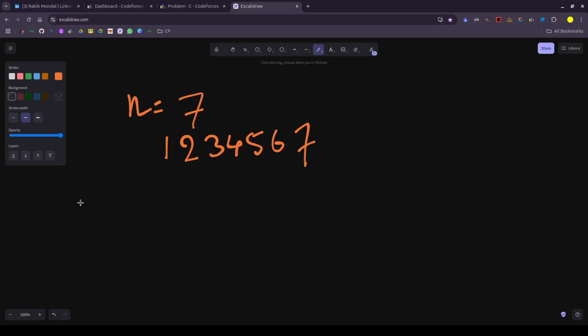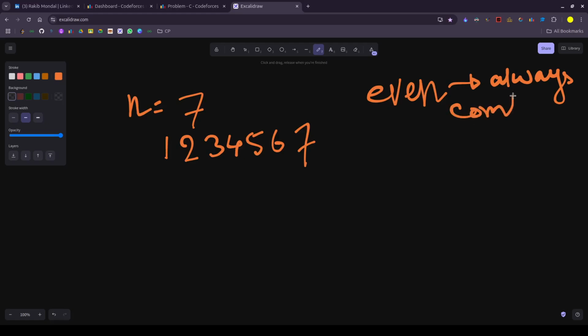composite numbers. We can say that an even number is always a composite number. Even number is always composite. Didn't we say that? We can always say that it is always true that an even number is always a composite number. So if we target taking even sums, how can we get them?